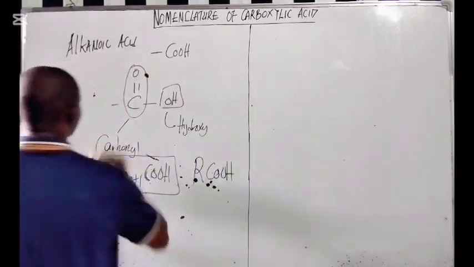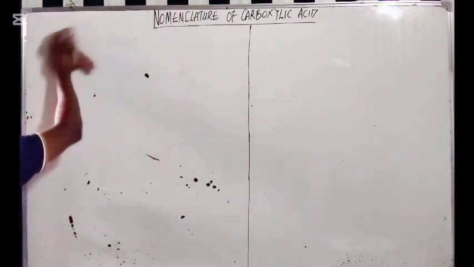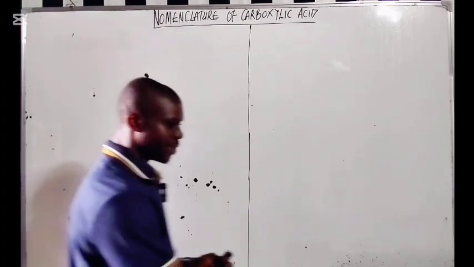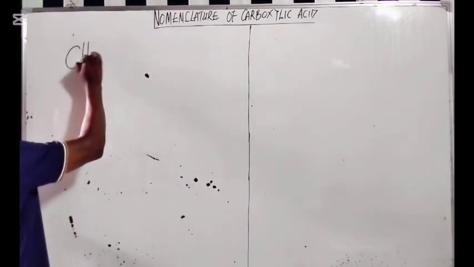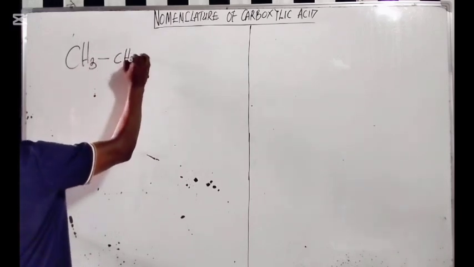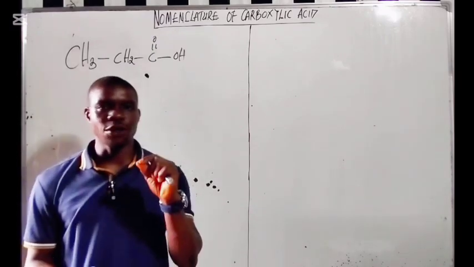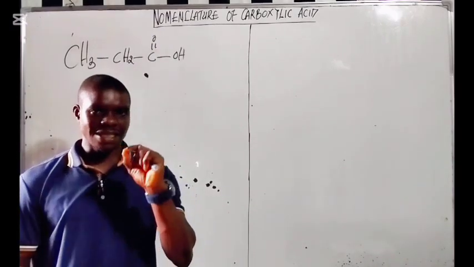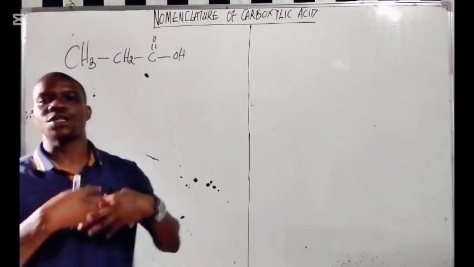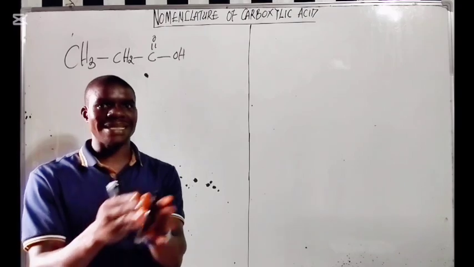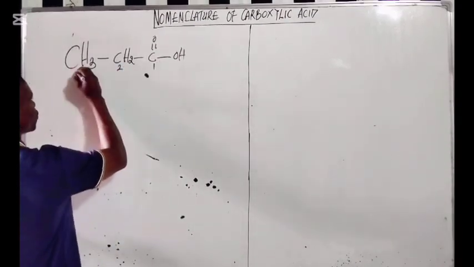So I want to start from the simplest one. For example, here we have CH3, CH2, C. Now the functional group carbon atom is always my carbon 1. What you need to understand here is that the functional group carbon is always my carbon 1, and it's always at the extreme end, right? At the extreme, that is always carbon 1 here. So we have 1, 2, 3 here.